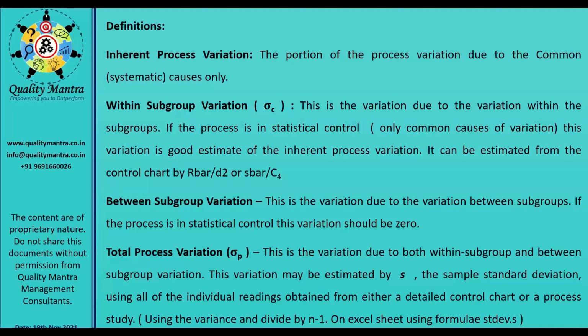There is no formula. Whereas standard deviation, which is used for calculating the performance index, you can get from the Excel sheet. With stdev.s you will get the standard deviation, and you can use that for calculating the performance. But for capability, you require the data of R bar by D2 or S bar by C4. And where does R bar come from? In which kind of chart will you have the R bar value? In which all kinds of charts do you have the R bar value?